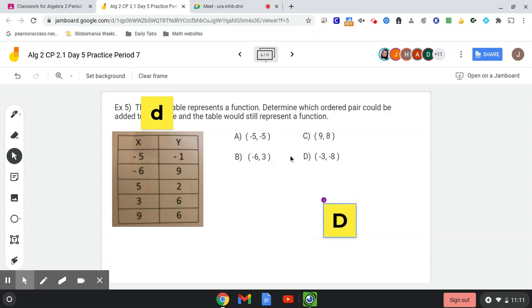There we go. Right? We don't want to put this one on because we already know when -6 goes in, a 9 comes out. This says that when -6 goes in, a 3 could also come out. That's not a function. We already know that when 9 goes in, a 6 comes out. And this ordered pair says that when 9 goes in, an 8 could also come out. And that's not a function. All right, perfect. I'm going to go to the next one.